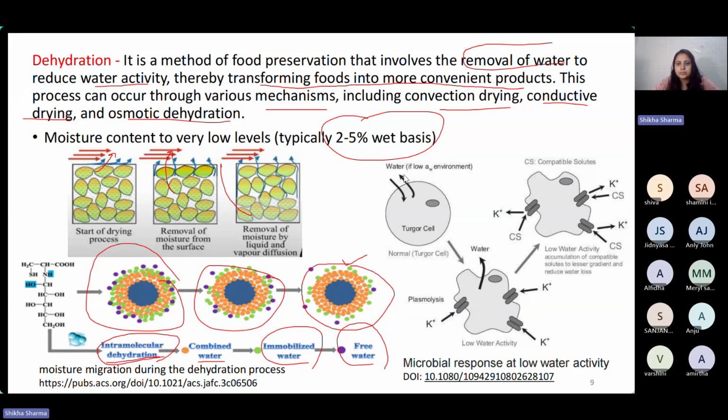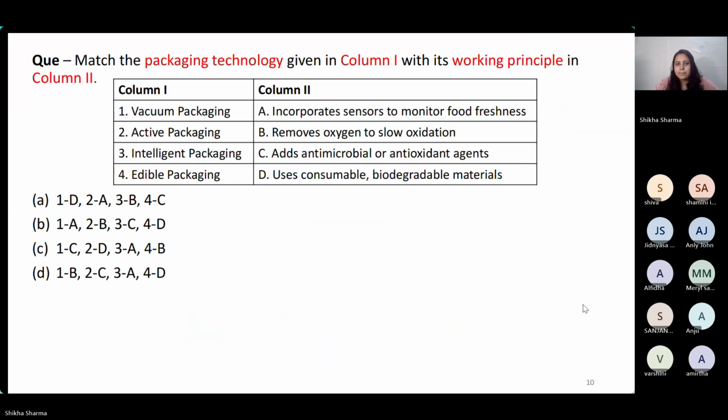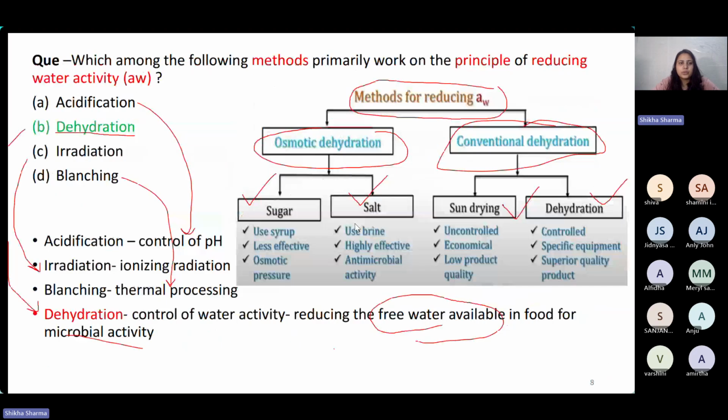And if we talk about the cell, what will happen if water is there? There will be proper turgor pressure maintained. But if the water activity goes down, then what will happen? The cell is going to lose the water, and it will be in the shrinking stage, like this. So here in this question, dehydration is the correct answer.